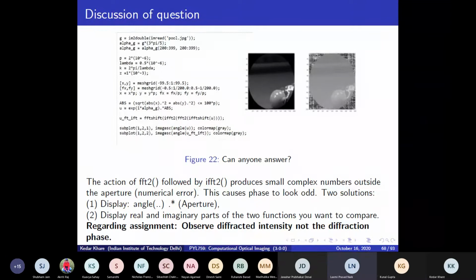Sir, excuse me, sir. Yeah. Sir, I'm not clear with the small complex numbers outside the aperture. Oh, meaning, if you take the result of FFT2, IFFT2 on any picture, the initial picture and the picture after applying FFT2, IFFT2 in sequence will differ by very small numbers, meaning double precision or something. Now, outside this circle, there were all zeros, so yes.